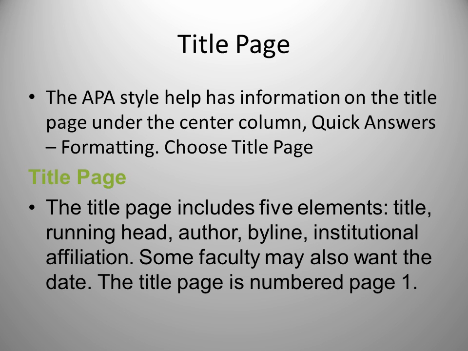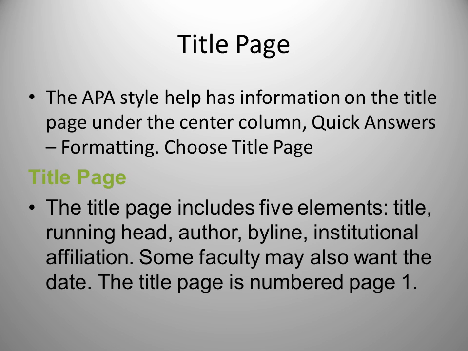When we begin writing, we start with our title page. The title page can be found in that APA Style Help section. They'll give you examples and information on how to create the title page. But basically, it would have up to 5 elements, and that would include the title, the running head, the author, which would be your name, a byline if there is one, and an institutional affiliation. Some faculty may want other things on the title page, including the date, so just check with your faculty member to see exactly what else they would like on the title page.